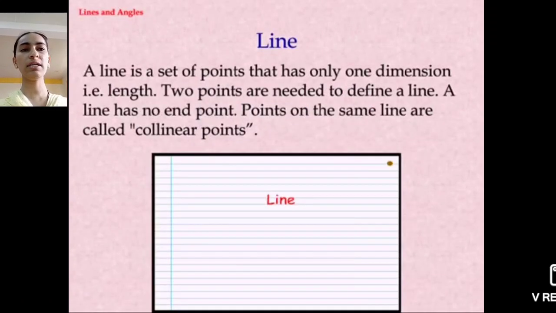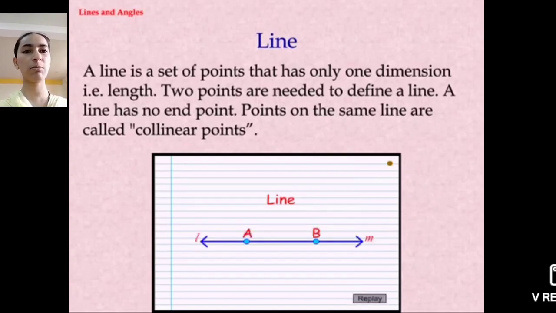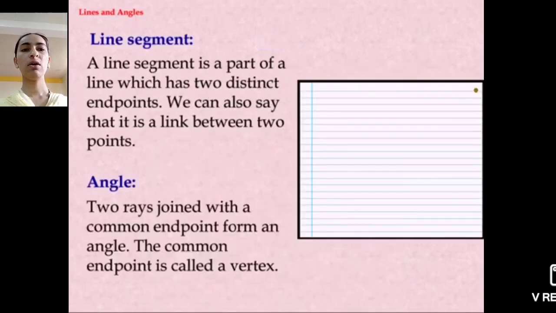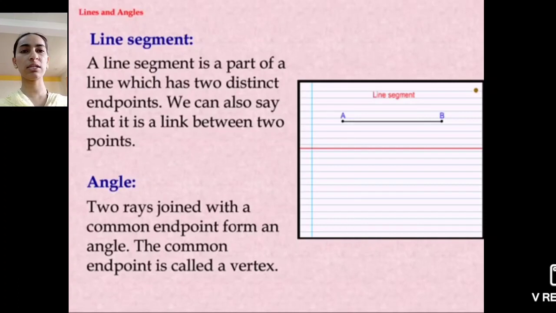A line is a set of points that has only one dimension, that is length. You can see this as AB. Two points are needed, AB, and it has no end points. The points which lie on the same line are called collinear points. Understand the meaning of collinear? That means in one line, whatever the points ABCD are there, that is called collinear.